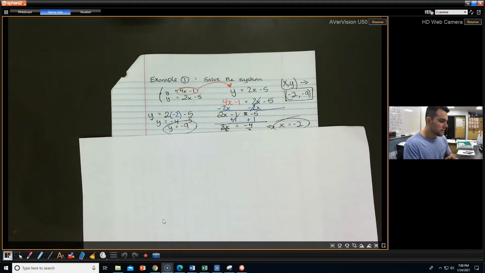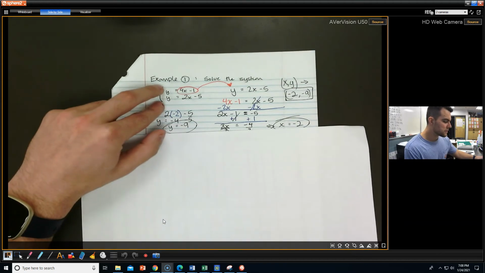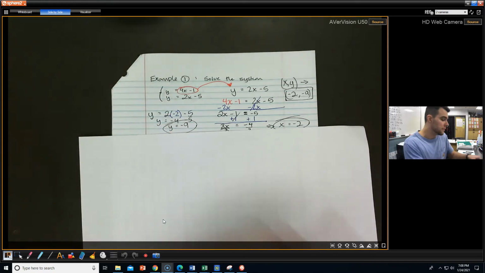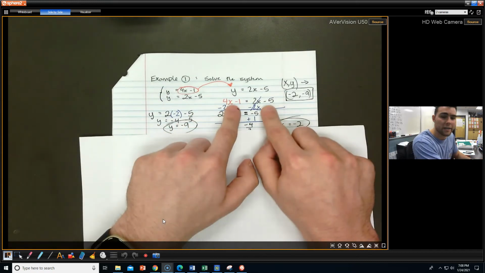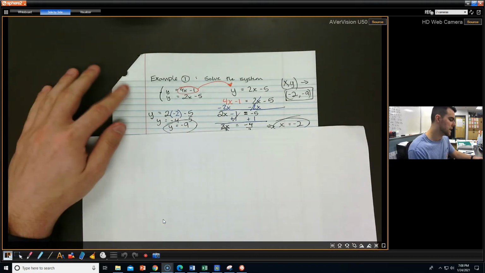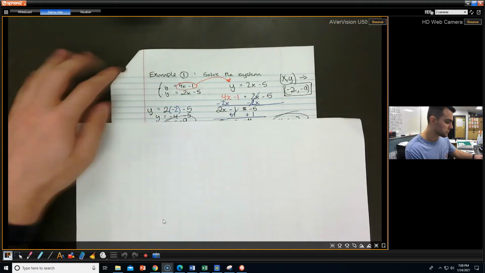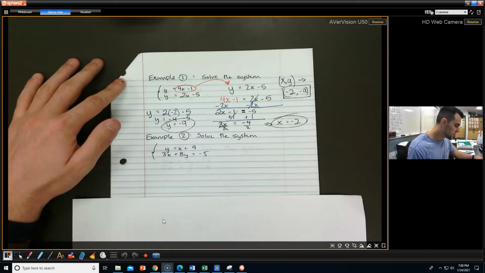Okay? You'll see that when both of these are solved for, it doesn't matter which one you plug in for the other one. Either way, both expressions are going to equal each other, and you'll have to solve for x. Okay? I also could have just moved this 4x over. It doesn't really matter. Let's look at this second example.